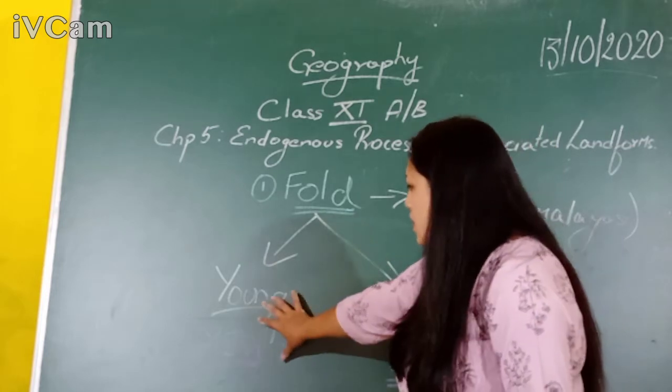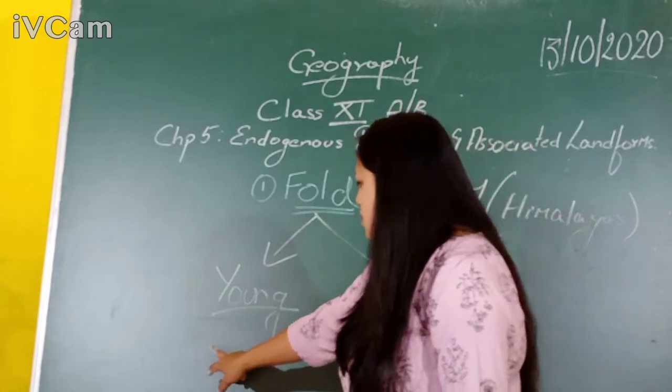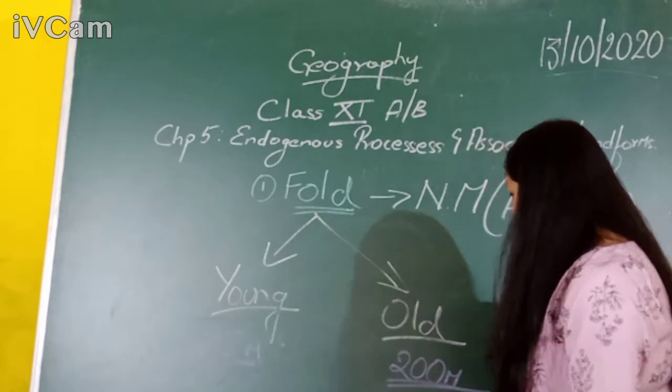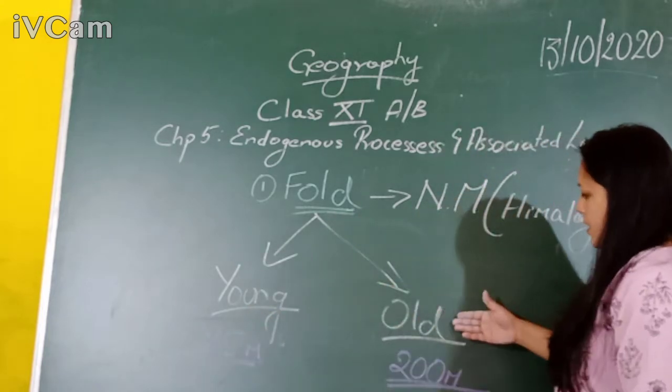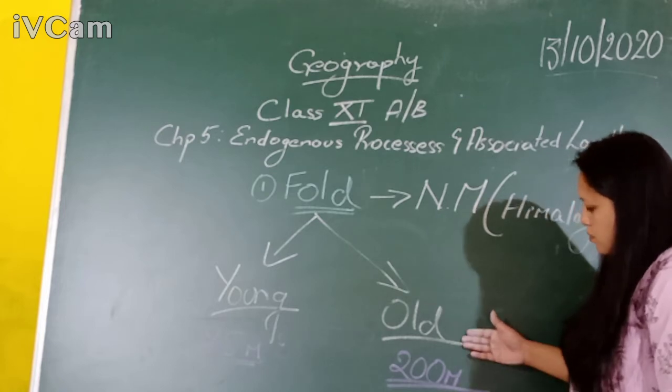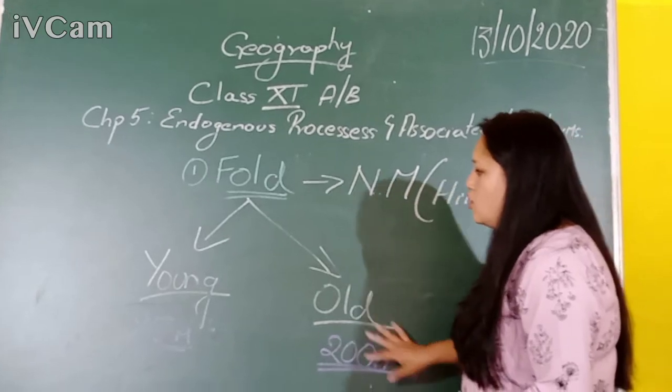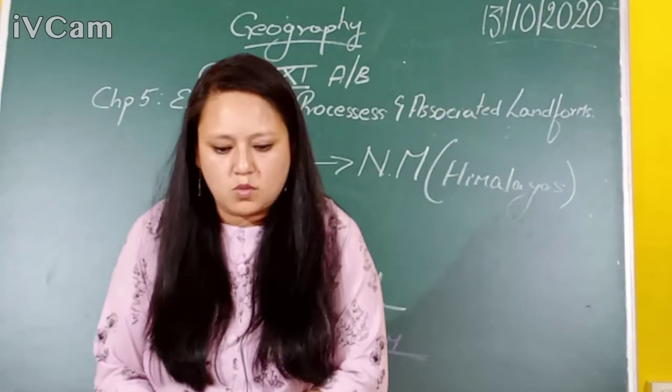So two main differences: young fold mountains were formed 25 million years ago, they are still changing, and they are greater in height. And the old fold mountains have been formed at least 200 million years ago, and these are shorter than the young fold mountains.